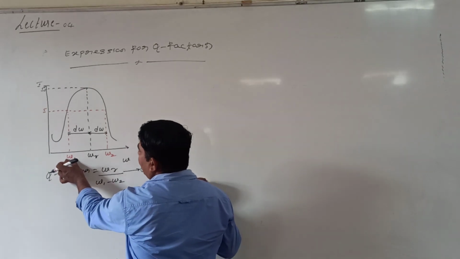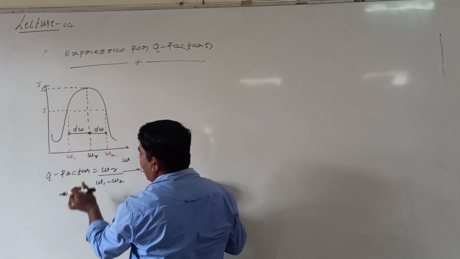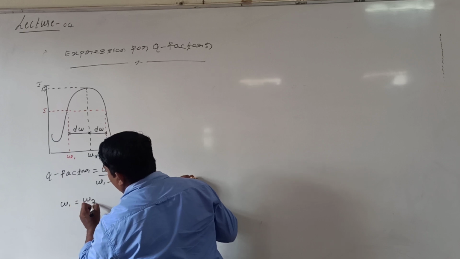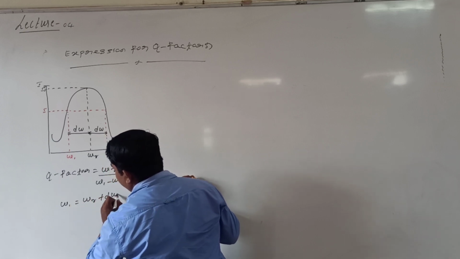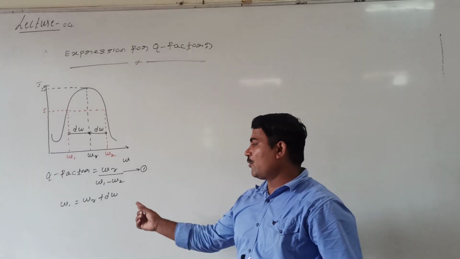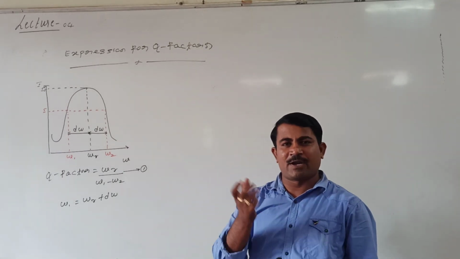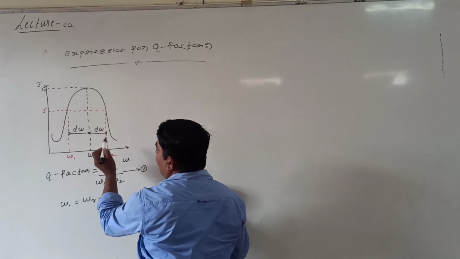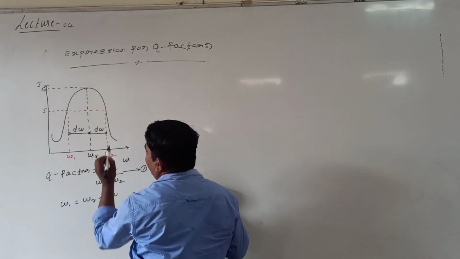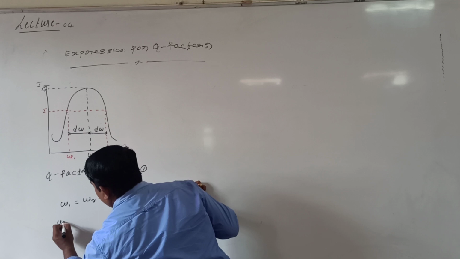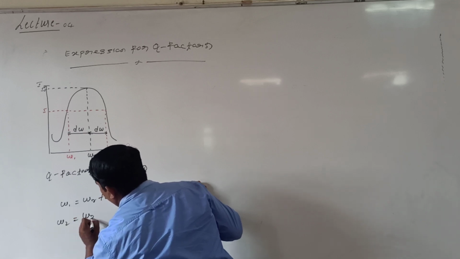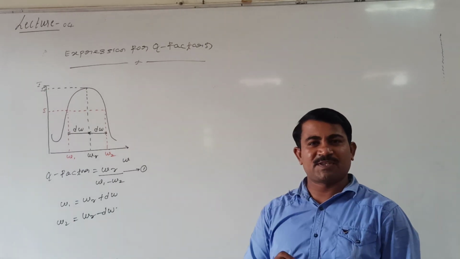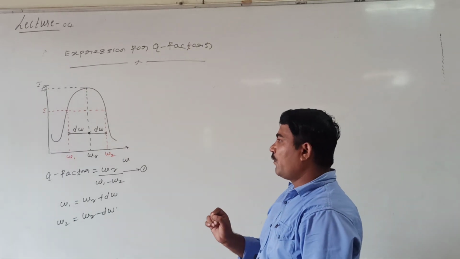We know this omega 1. What is omega 1? Omega 1 is equal to omega r plus d omega. Either you can write d omega plus omega r or omega r plus d omega, no matter. Similarly, omega 2 I need. What is omega 2? Omega 2 is equal to omega r minus d omega. Remember this point.